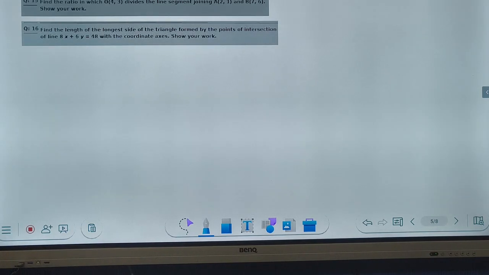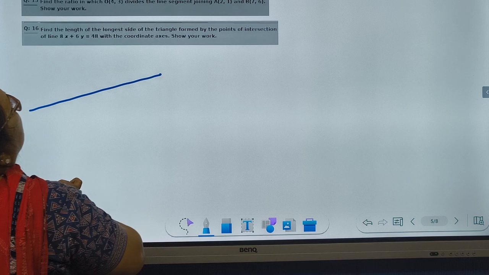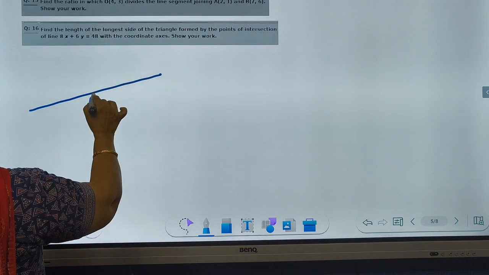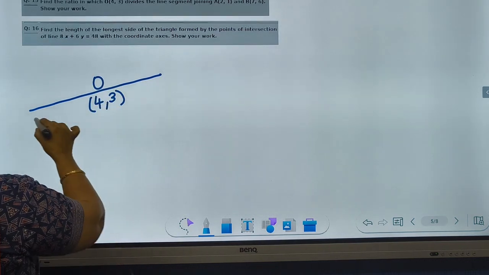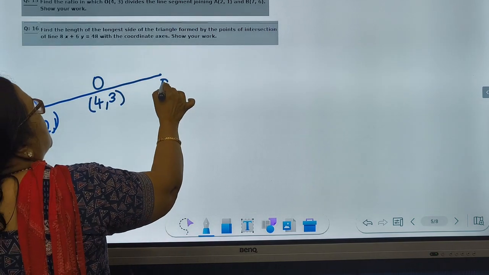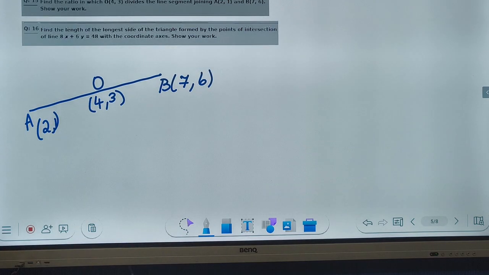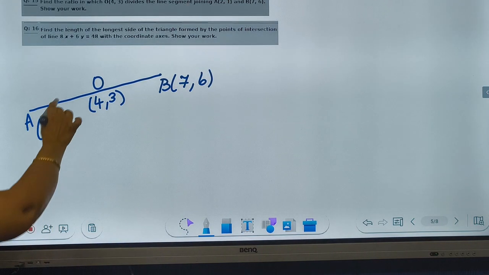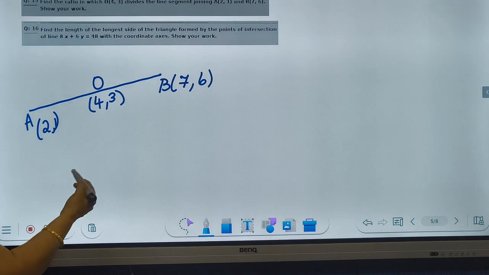Now look at this problem. Find the ratio in which the point O(4, 3) divides the line segment A(2, 1) and B(7, 6). So we have to find the ratio in which O divides AB internally. So you have to find that ratio.